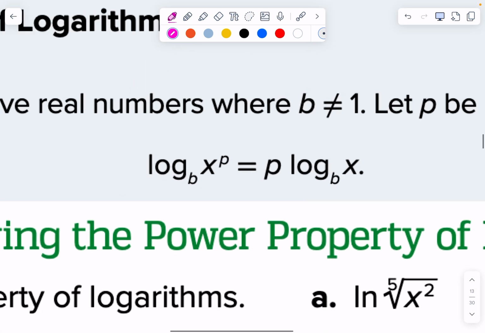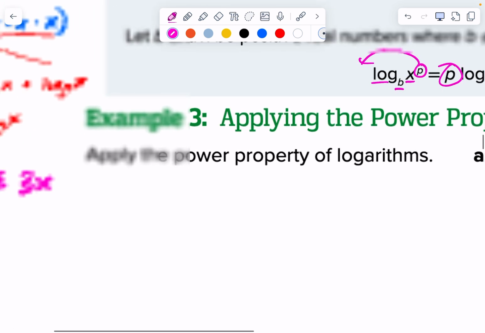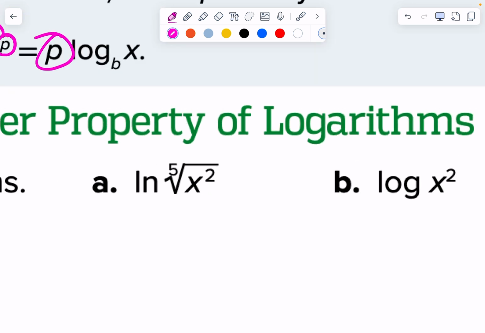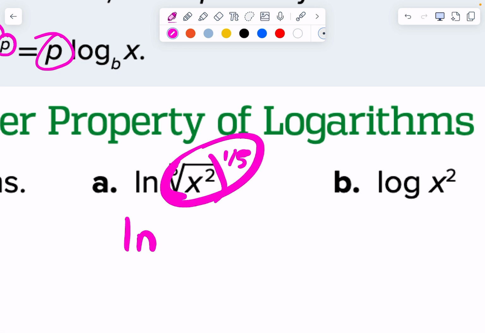So this says right here, log base b of x to the p power. You can move the p down in front. That's what it says. So here we go. Apply the power property of logs. This one is ln of the 5th root of x squared. The 5th root means to the 1/5 power, just like the square root means to the 1/2 power. If I multiply the 2 and the 1/5 together, that would be 2/5.